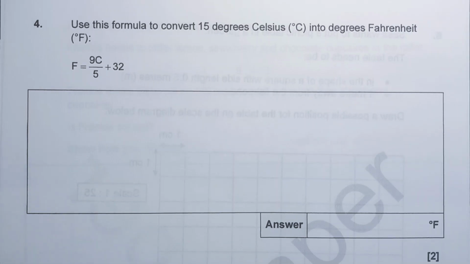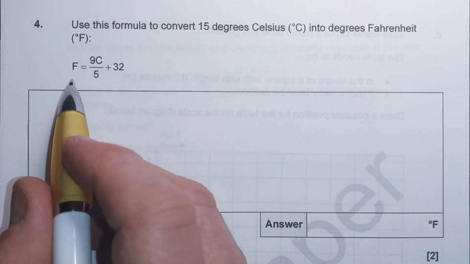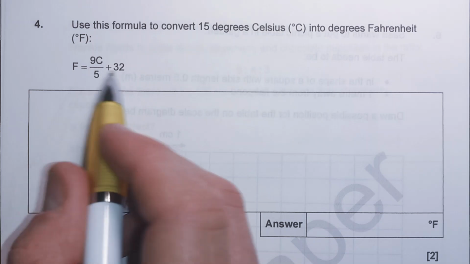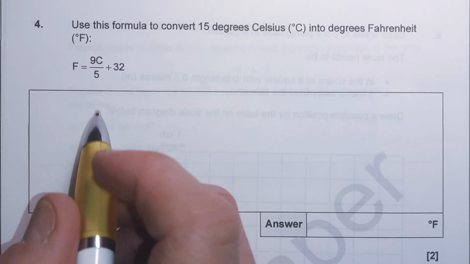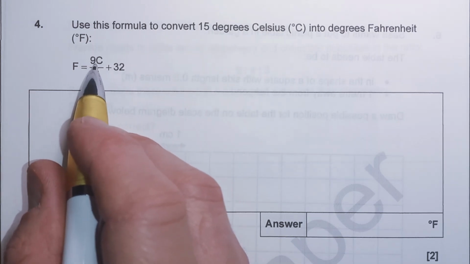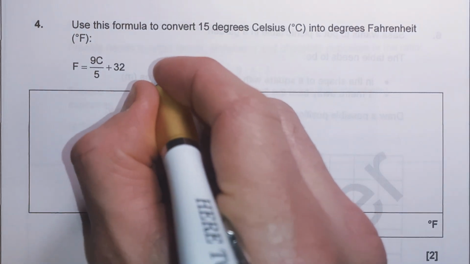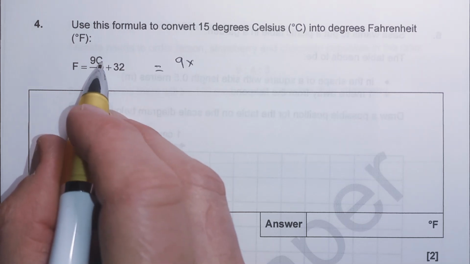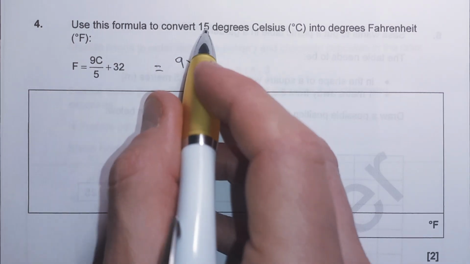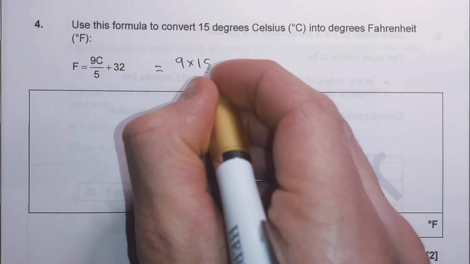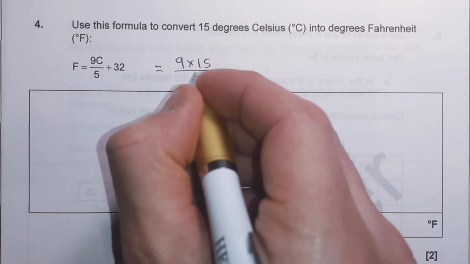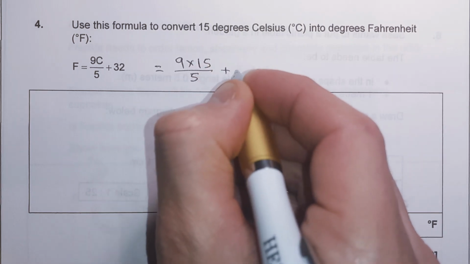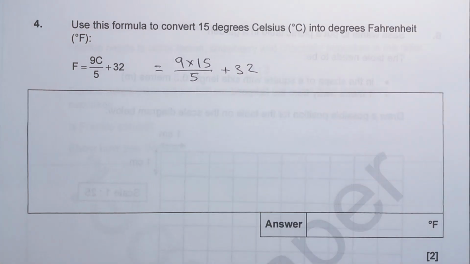Question 4. Use this formula to convert 15 degrees Celsius into degrees Fahrenheit. F equals 9C divided by 5 plus 32. When you've got a number next to a letter, it means you multiply them together. So let's write that out. C is the temperature in degrees Celsius, and we're told that that's 15. So we're going to want 9 times 15 divided by 5 plus 32.